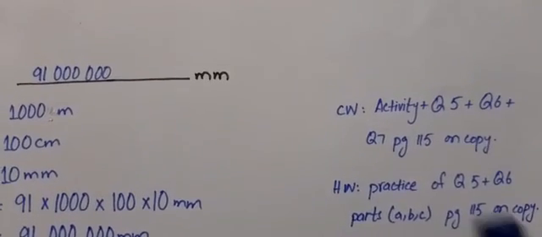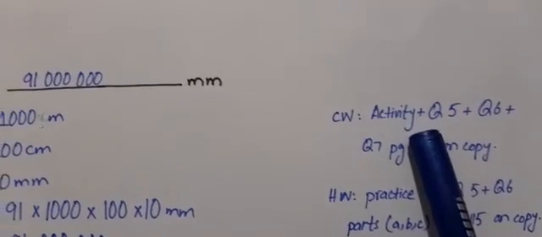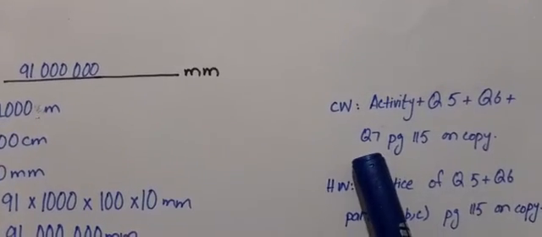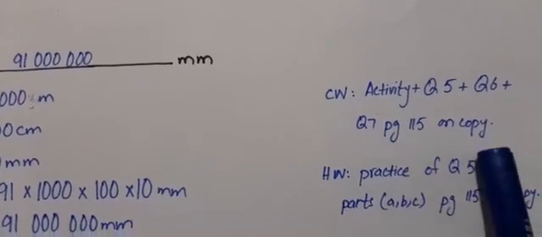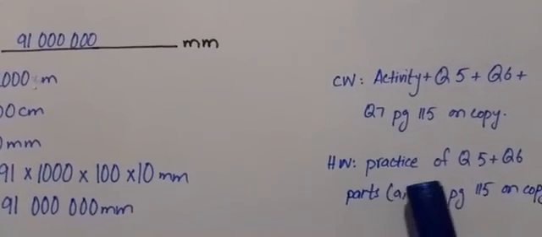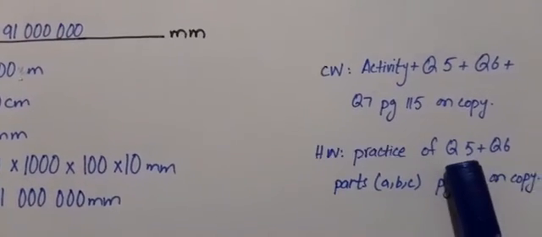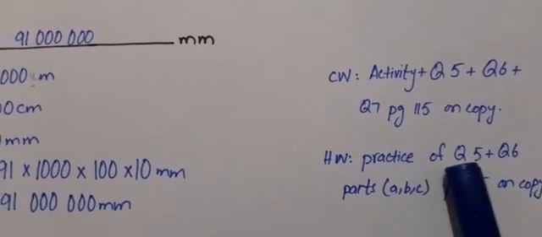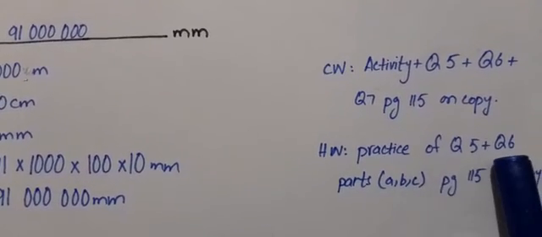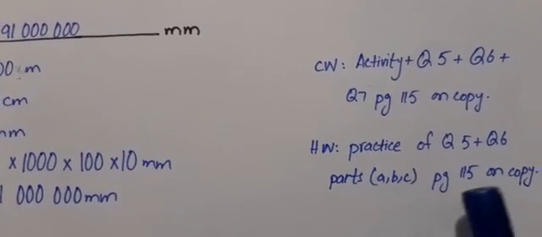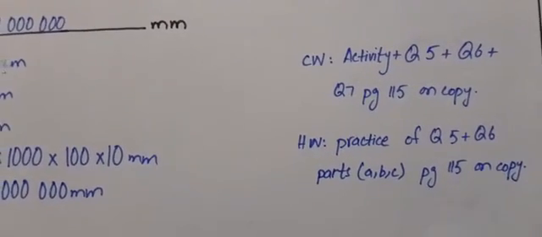Your classwork for today is voice activity. Question number 5, question number 6 and question number 7 of page number 115 on copy. Your homework is you have to do practice of question number 5 and question number 6. Part ABC of question number 5, part ABC of question number 6. Okay. Of page number 115 on copy.